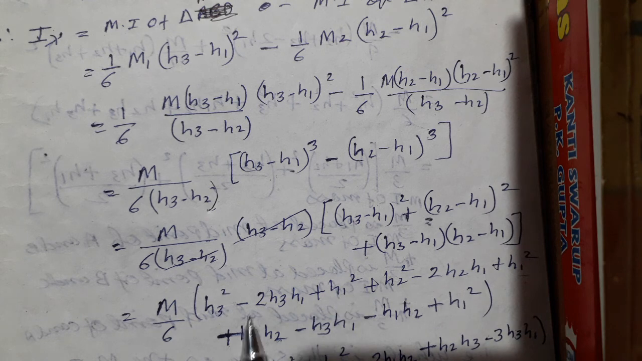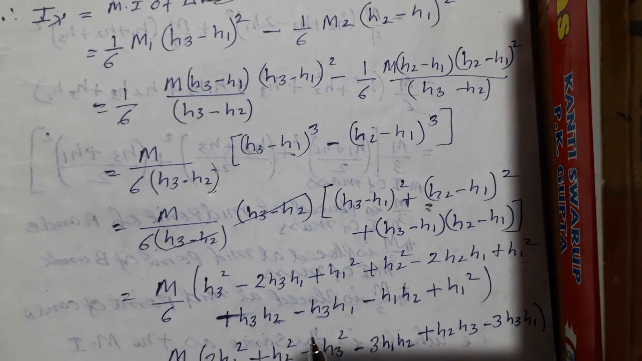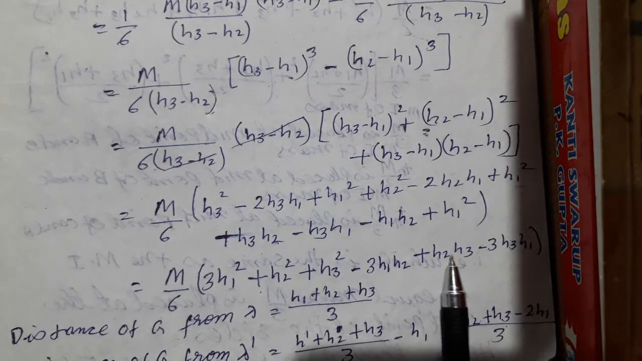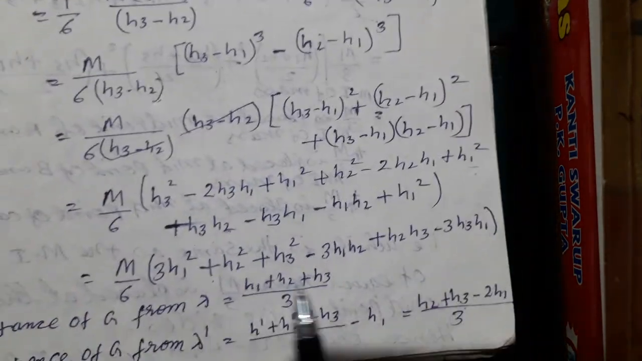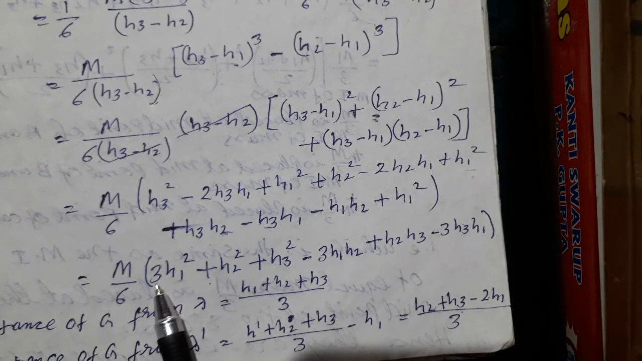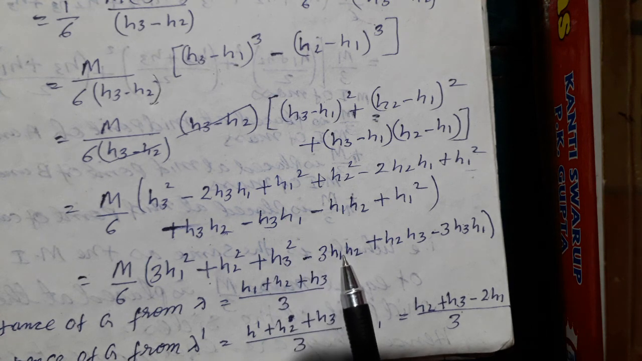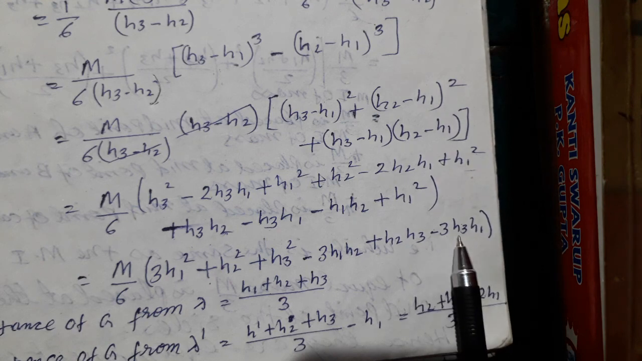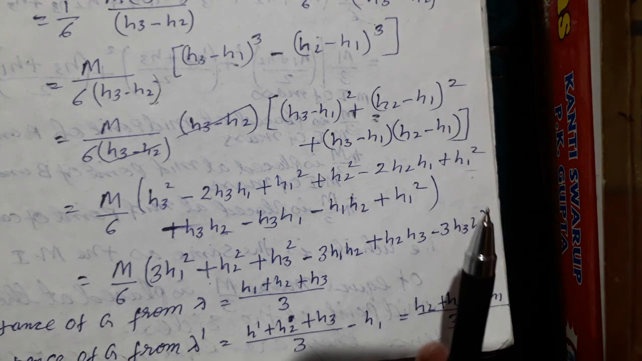After simplification you get the moment of inertia about the line lambda dash to be this. This is the moment of inertia about the line lambda dash. You can check here properly: that is m by 6 times (3 h1 square plus h2 square plus h3 square minus 3 h1 h2 plus h2 h3 minus 3 h3 h1).